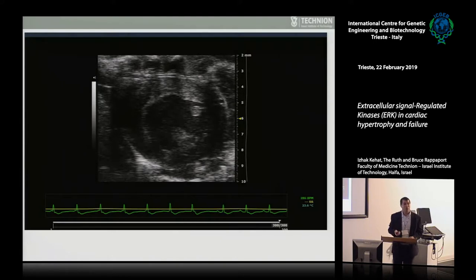So what do you think about this image? Anybody? Good? Not good? So it's not good, right? It's elliptical, the papillary muscles are really unequal, and the heart rate is 286. So not good. It's a clue that you are not doing it right.